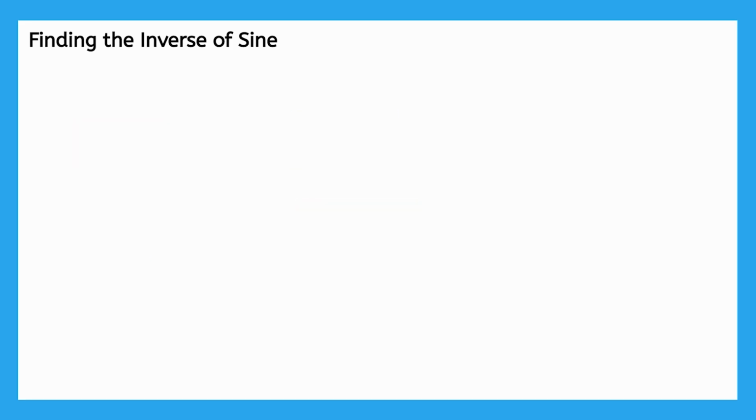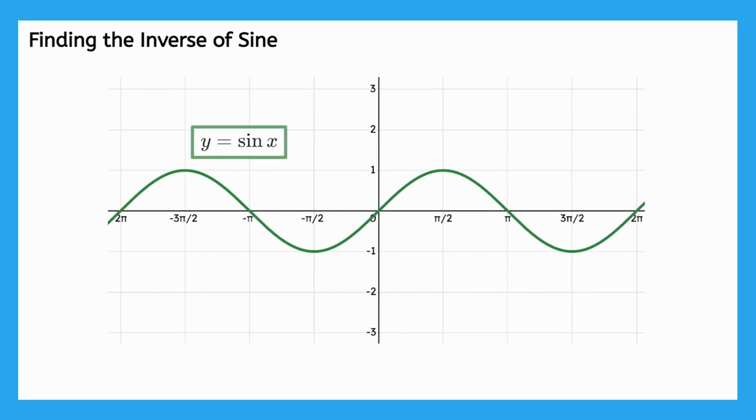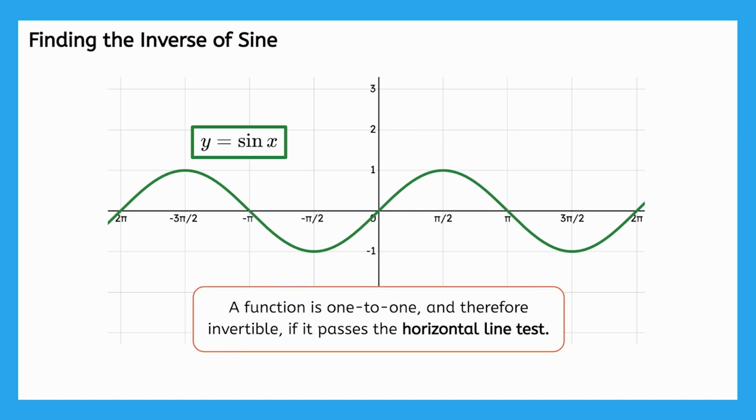To figure this out, let's analyze the graph of sine of x. How do we go about finding the inverse of a function? Remember, we first need to make sure the function is invertible. In Unit 1, we learned that a function is invertible if it is 1-to-1, which happens when the function passes the horizontal line test. That is, when any given horizontal line intersects the graph at most once.